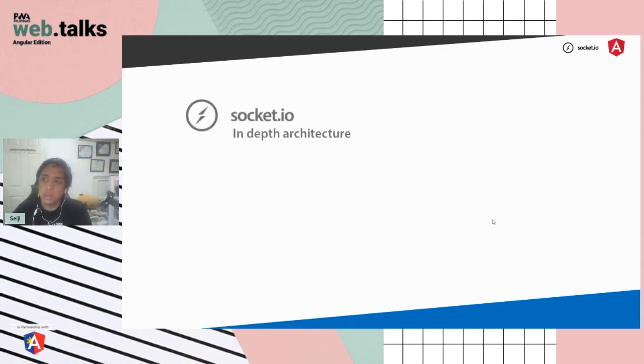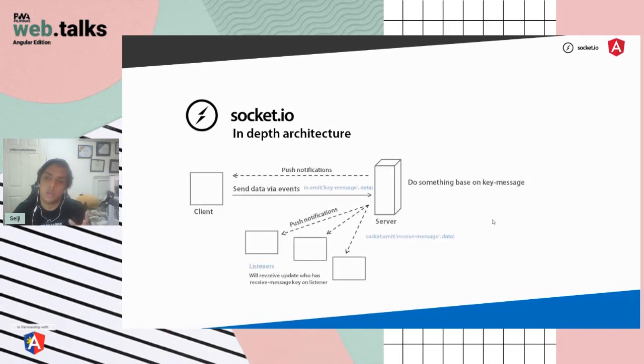So Socket.IO in-depth architecture, we'll discuss this thoroughly. If the client sends the data via events, it is possible using the emit under the IO library. If this data is sent successfully to the server, it will map it into a specific key message in our server, in our backend rather.